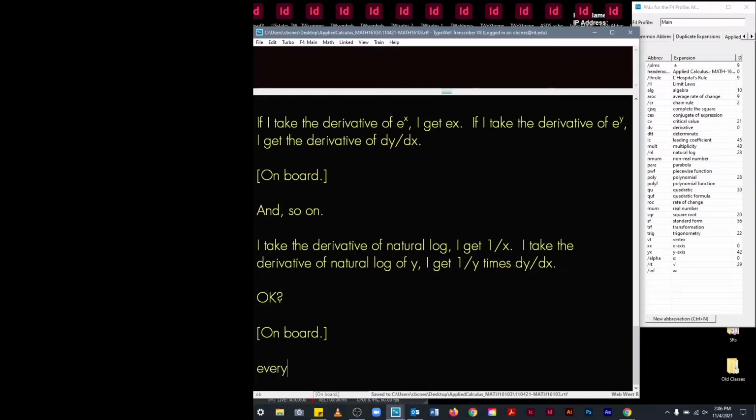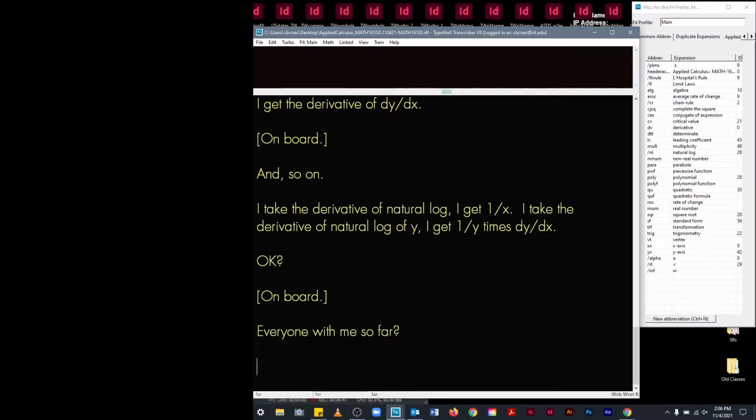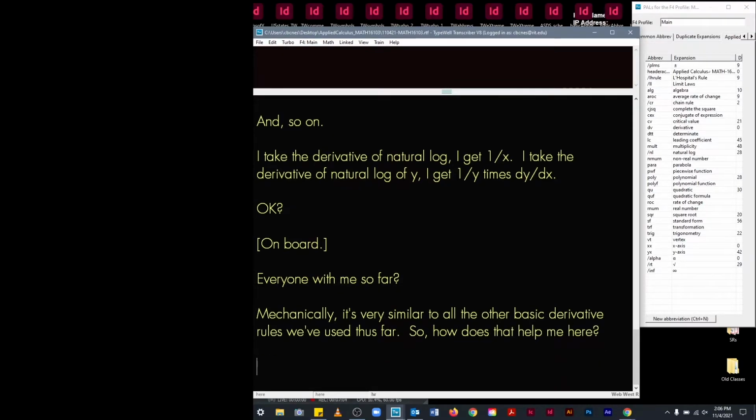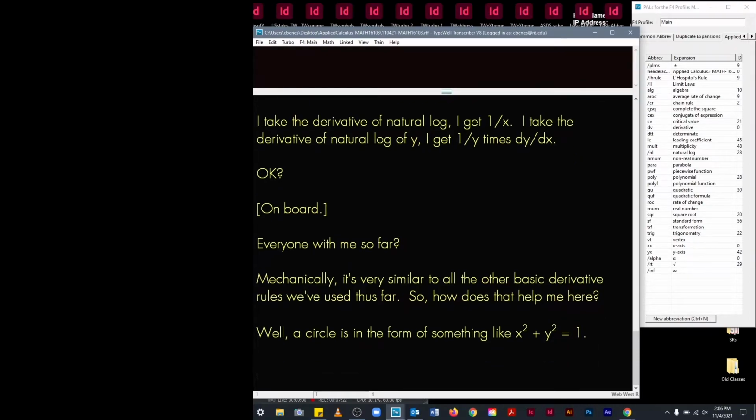Everyone with me so far? Mechanically, it's very similar to all the basic derivative rules that we've played with up to this point. So now, how does that help me here? Well, a circle is in the form of something like x squared plus y squared is equal to 1. That's a circle.